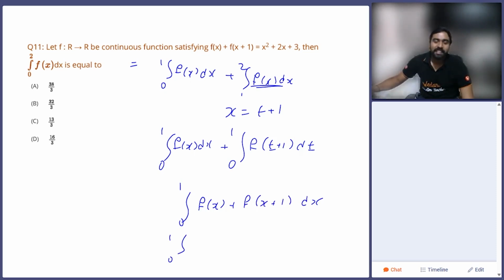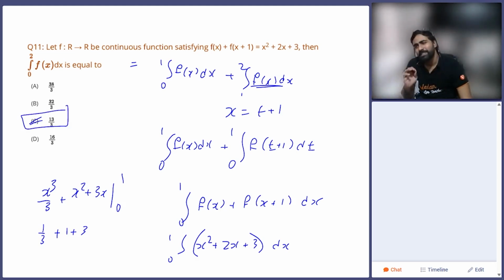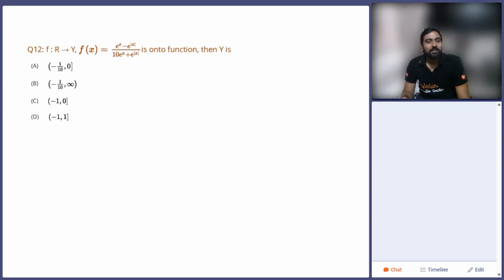So that's basically integral of 0 to 1. What is f of x plus 1? That's x square plus 2x plus 3 dx. So what we have? The integral is x cubed by 3 plus 2x square by 2, that's x square, plus 3x, limit from 0 to 1, that's 1 by 3 plus 1 plus 3. What is this equal to? 13 by 3. That's option C, the answer for this question. Okay, plain and simple, straightforward. So the simple properties of definite integral were all that was required. Okay, clear everyone.